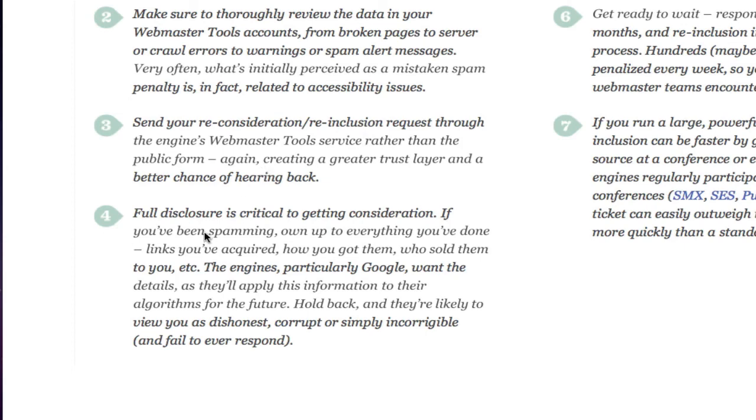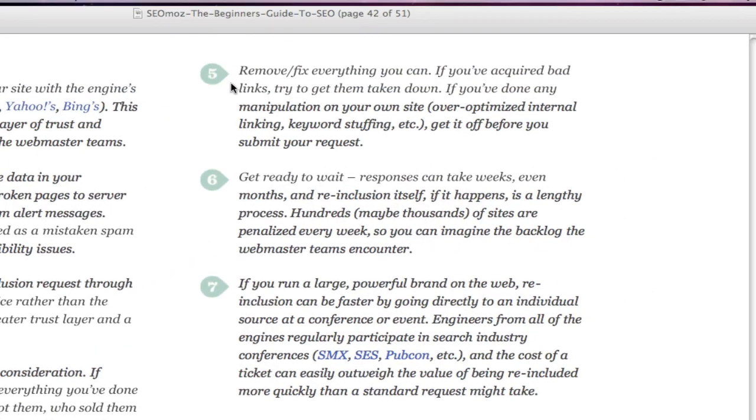Number 4, fully disclose what you've been up to, because they know what you've been doing, and there's no need to try to hide things. Then 5, fix everything that needs to be fixed. If you've been spamming, get rid of the spam. If you've been using techniques for link bait and all that kind of thing that we've talked about, get rid of it. Don't do it.